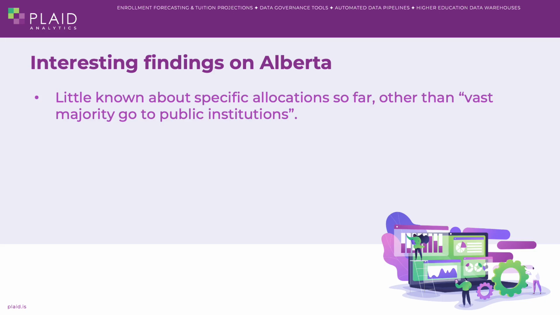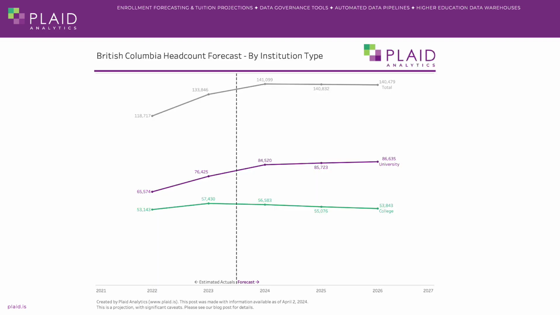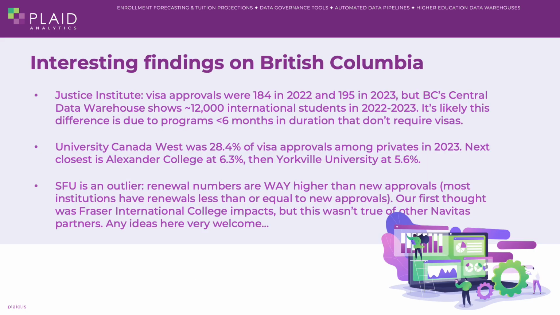Alberta hasn't released their allocations, so other than we know the public institutions will receive most of the students, we don't know too much beyond that. British Columbia looks like it'll be relatively stable, but with a little bit of a decline in the college sector. There's some interesting outliers though.